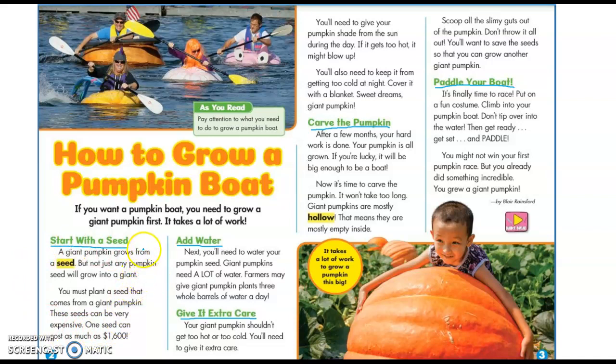But I also want to point out these headings are telling me the sequence of growing a pumpkin. First, we start with the seed. Then we add water. Then we care for our pumpkin. After that, we carve our pumpkin. Last, we paddle our boat. So it's pretty cool because these headings are telling us what is in this section, but these headings are also telling us the sequence of the pumpkin's life cycle.